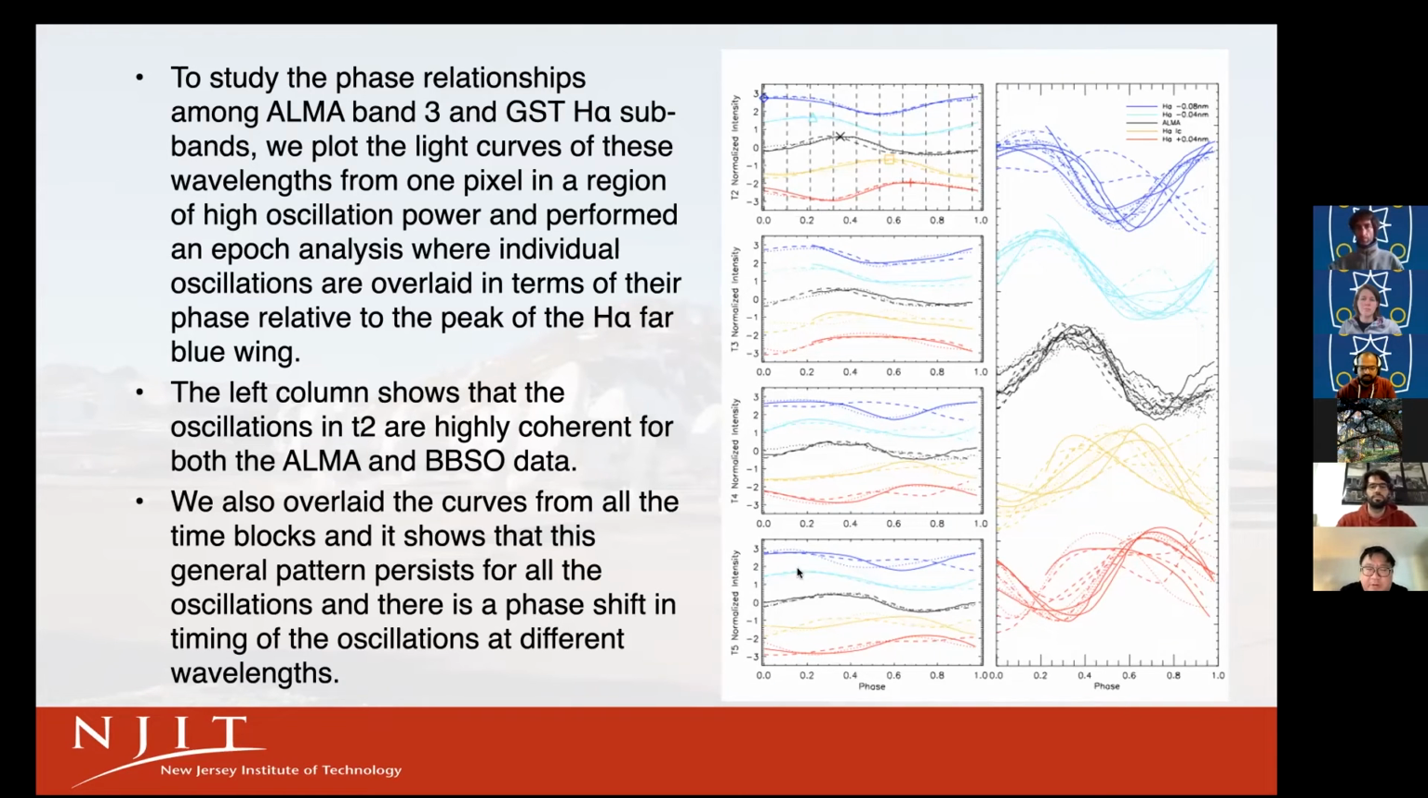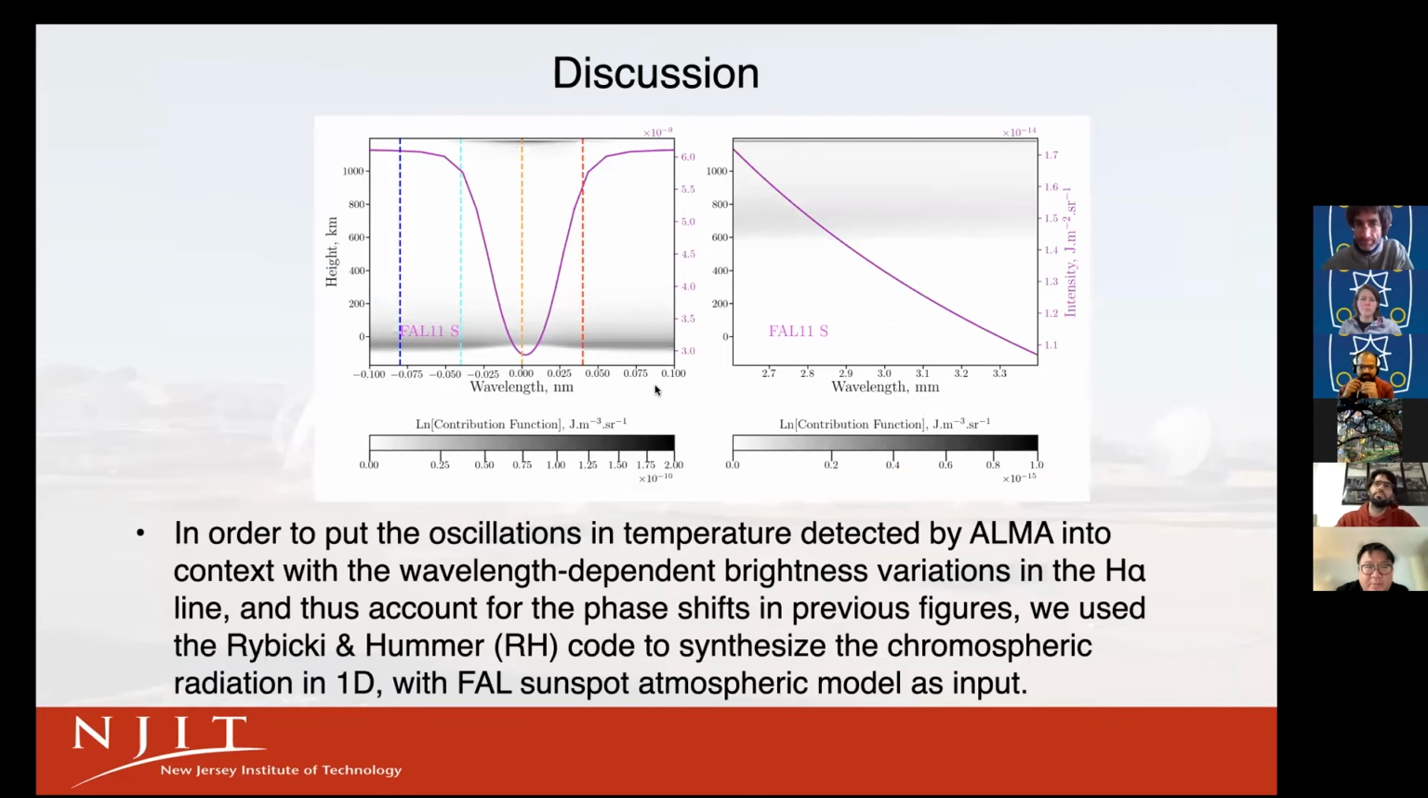So the left column shows that the oscillations in T2 are highly coherent for both ALMA and the BBSO. That's the top left panel. And we also overlay the curves from all the time blocks, and it shows that this general pattern persists for all the oscillations, and there's a phase shift in timing of the oscillations at different wavelengths. 3 minutes. Okay, so let me go quickly.